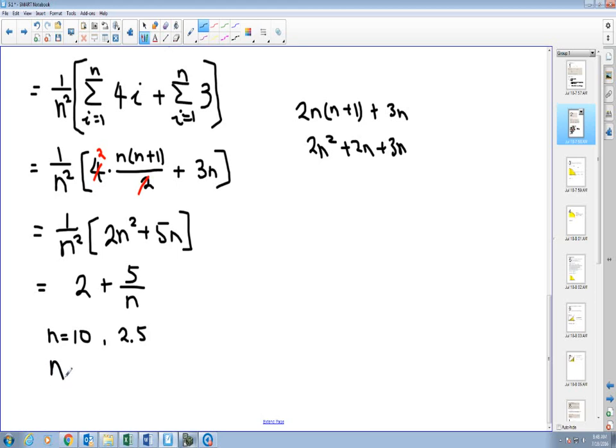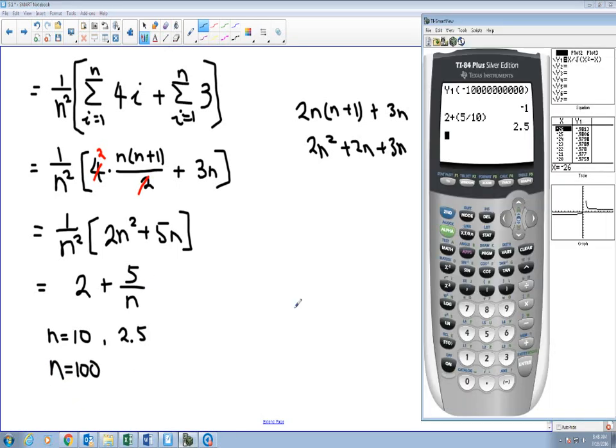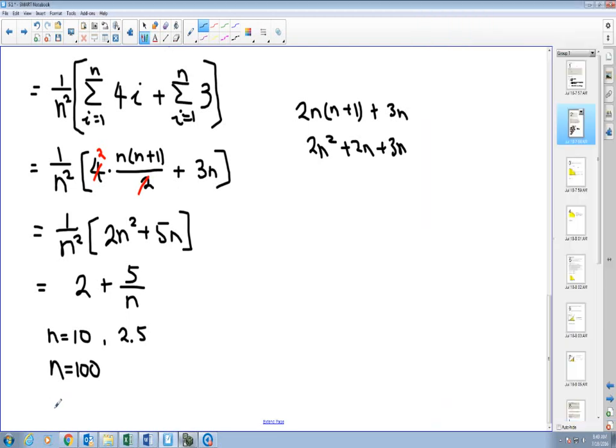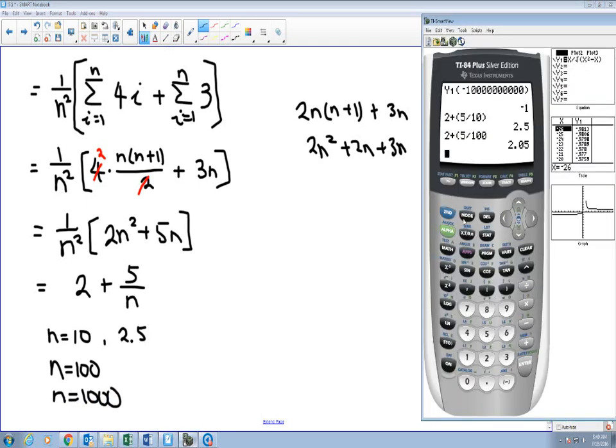Alright, I'm going to turn my n a little bit bigger, let's say 100. I'm going to keep on making the bottom a little bit bigger. That gives 2.05. Alright, let's do n equal to 1,000 and see what happened to my answer. 2.005.